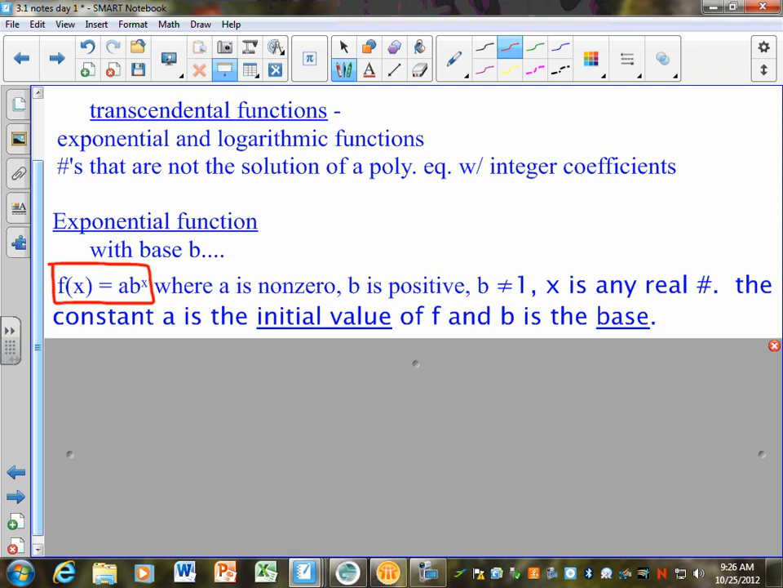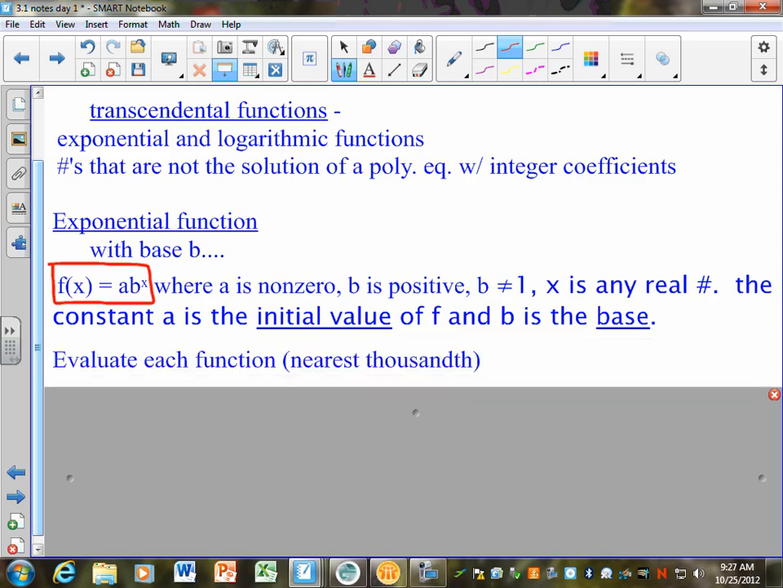One of the first things we're going to do is write some equations for exponential functions, and it's really important to pay attention to this next part here. The a is always your initial value. That means where you start. That's another way of saying when x is 0, a is what you get. That's the initial value. And b is your base, and we're going to see what happens as the base changes. That's a lot of words, but that's some important stuff here.